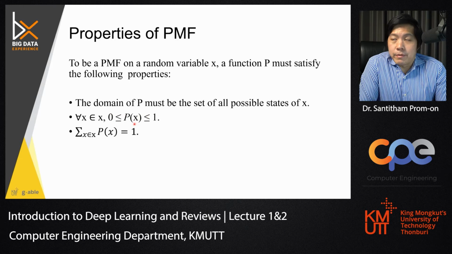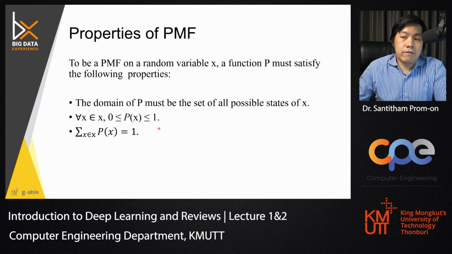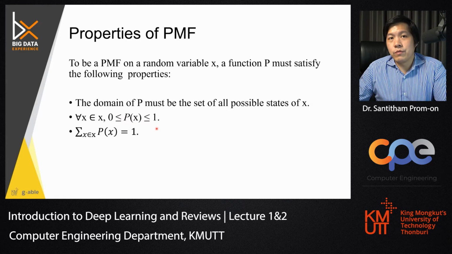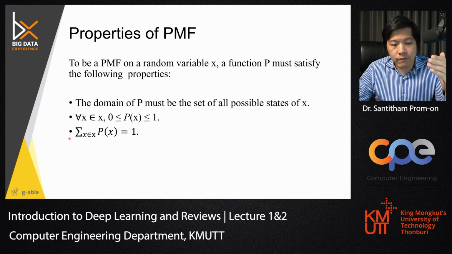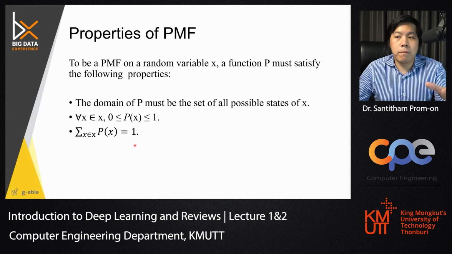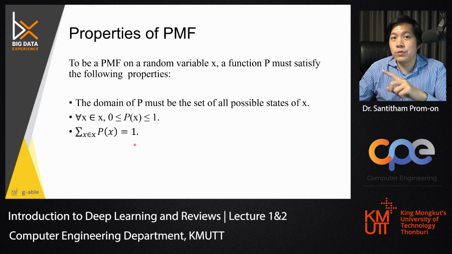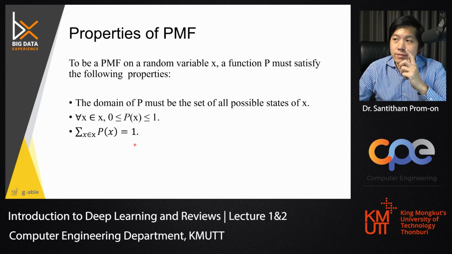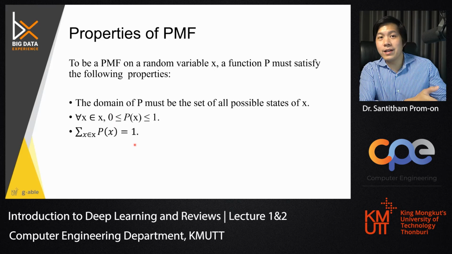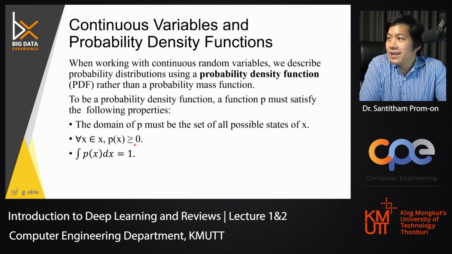PMF has certain properties. That is, the probability of each value would be between 0 and 1, right? So the probability of having one value would be between 0 and 1. And when you combine the values of all of the combinations, you get a value of 1. That is the universe. The probability of the universe is 1. Just like the thing that you learn in your statistics and probability in your undergrad degree. This is for the discrete variables.